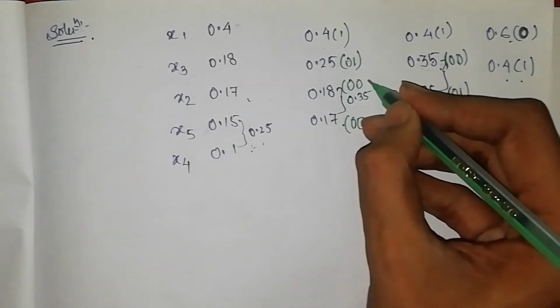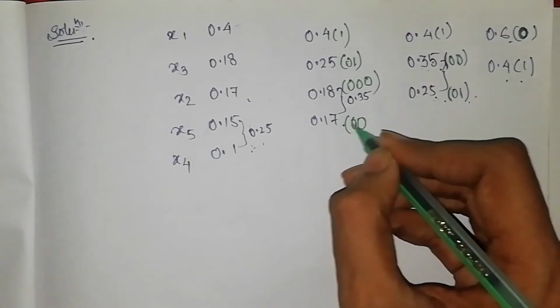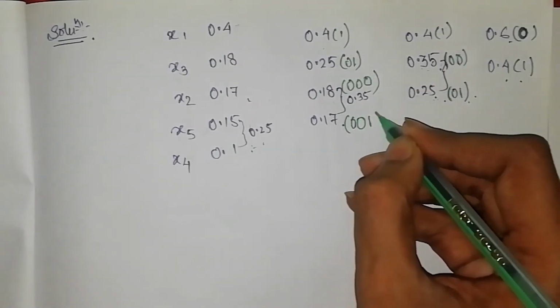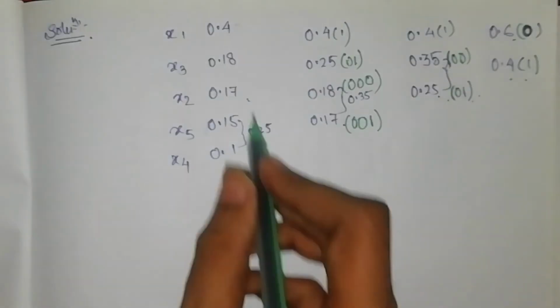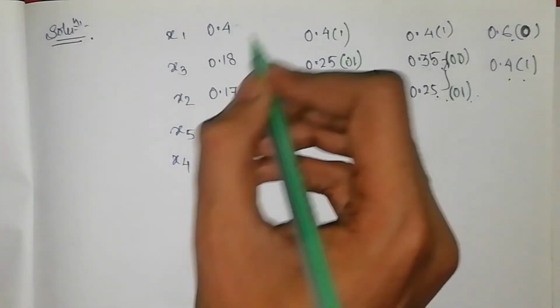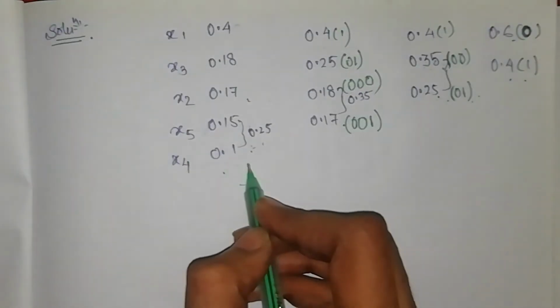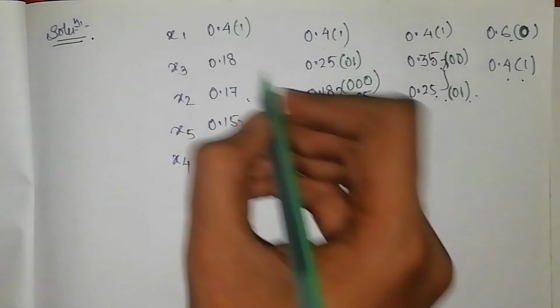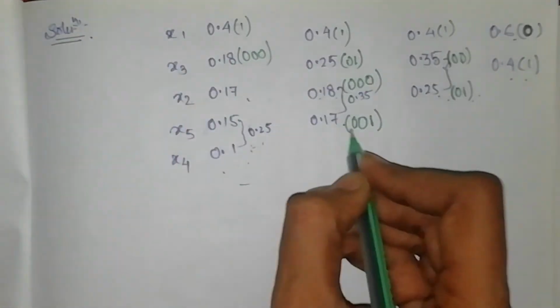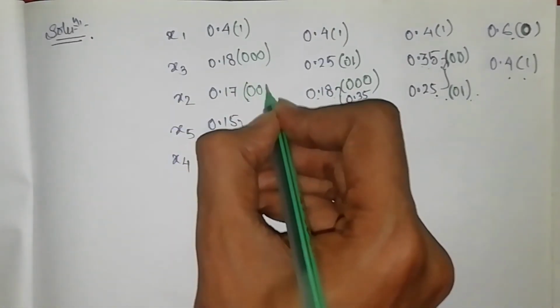Now 0.18 is higher, so it will get another 0, and 0.17 is lower, so there will be a 1 in the last. So now this is our starting column, so we are returning back to it, so this will be the last step. So 0.4 will remain same, 0.18 is 0 0 0, 0.17 is 0 0 1.